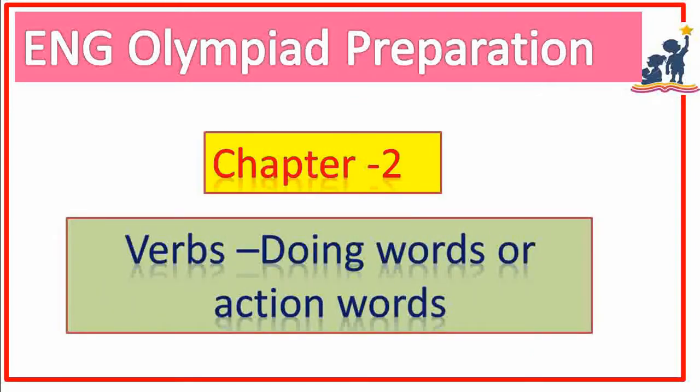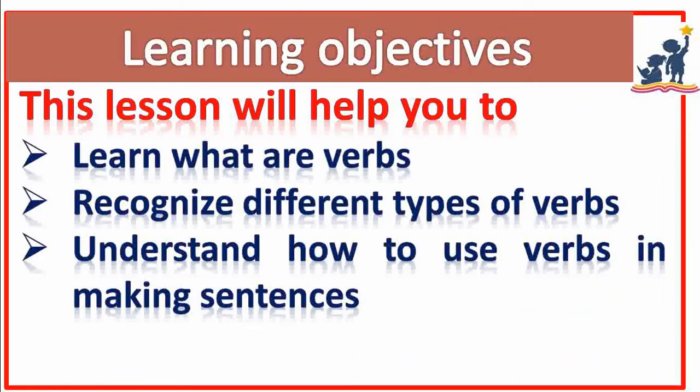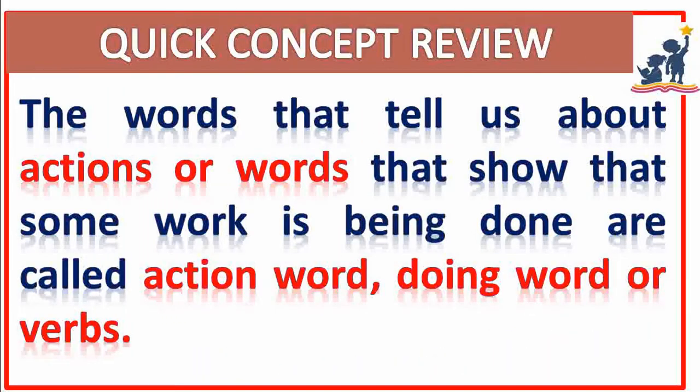This is the second chapter on verbs, doing verbs and action verbs. This lesson will help you to learn what verbs are, recognize different types of verbs, and understand how to use verbs in making sentences. The verbs that tell us about actions, verbs that show that some work is being done, are called action words, doing words or verbs.